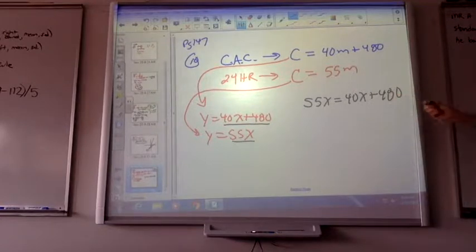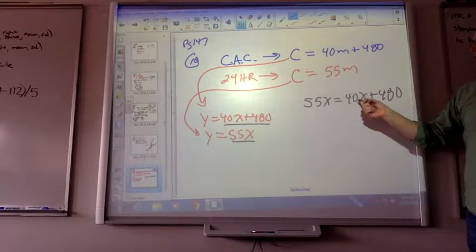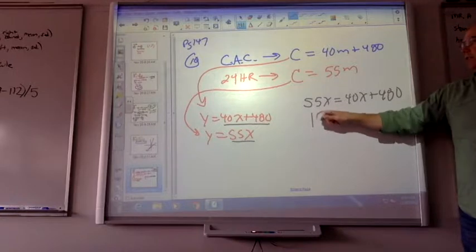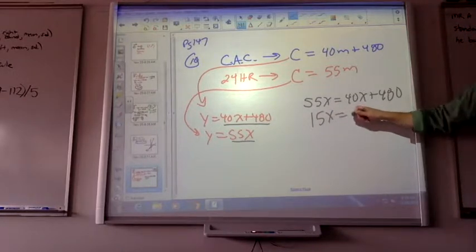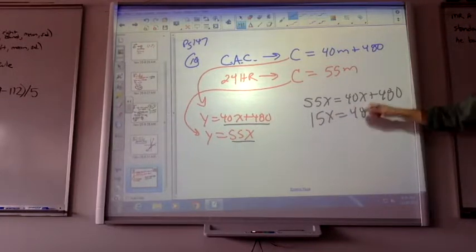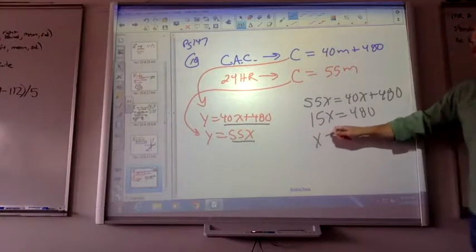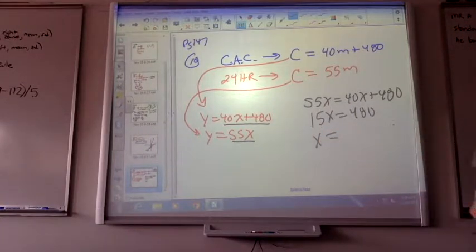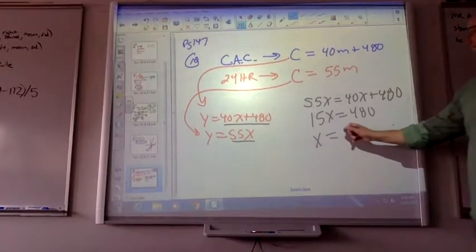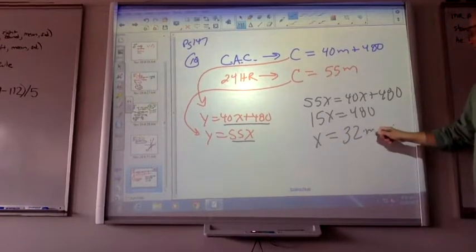Right? And that was just substitution. Subtract 40x, so I get a 15x over here. It's 480. And divide both sides by 15. Oh, anyone got a calculator out? 480 divided by 15. Help me out, please. 23. Is it 23? Oh. It's 30. Oh, you said it backwards. That's awesome. 32 months.